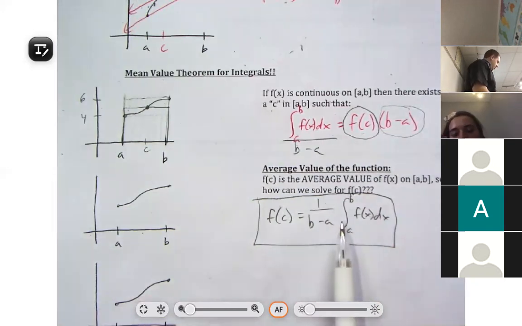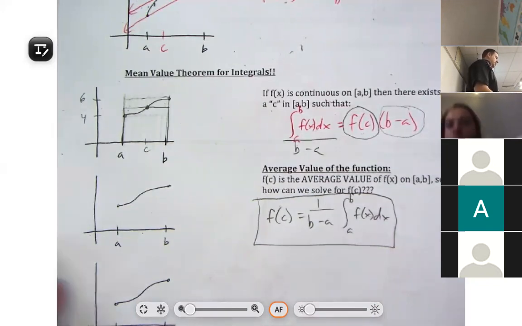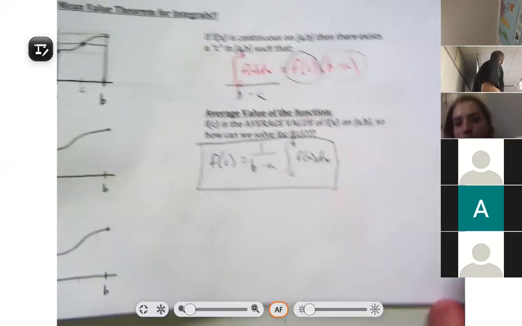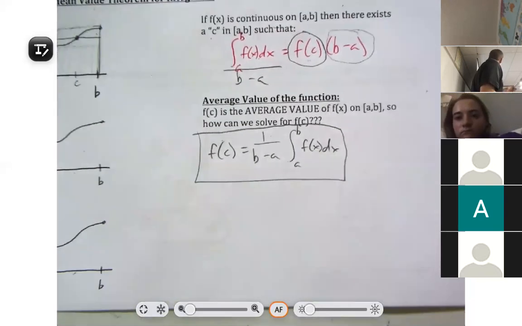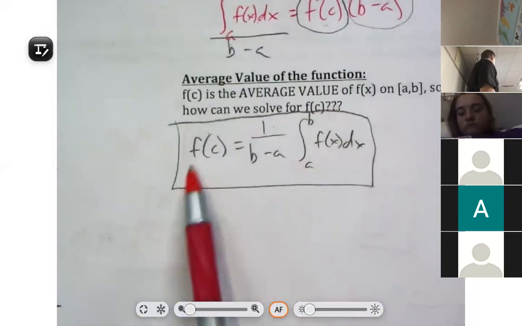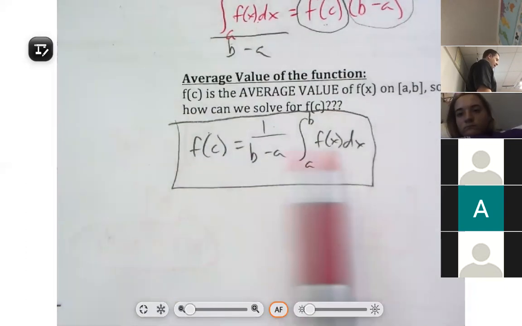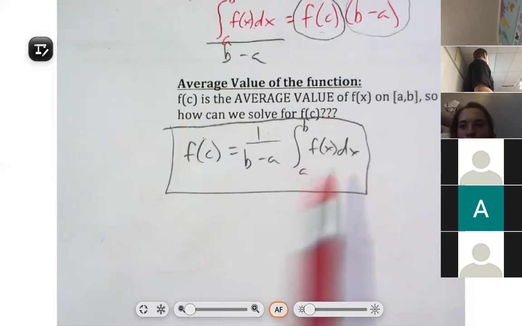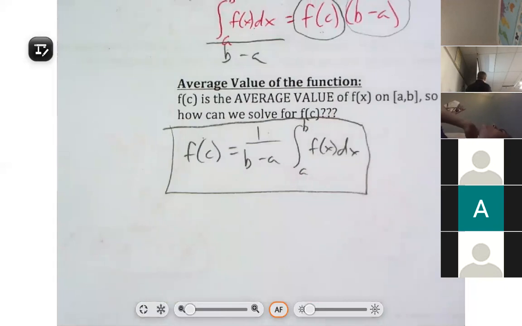One thing I want you to notice, and I'll try to make this make more sense probably next class when we go over the homework, is that if you're finding the average value of f, you integrate f. Whatever you're finding the average value of, that's the function that goes inside the integral. That becomes really important.